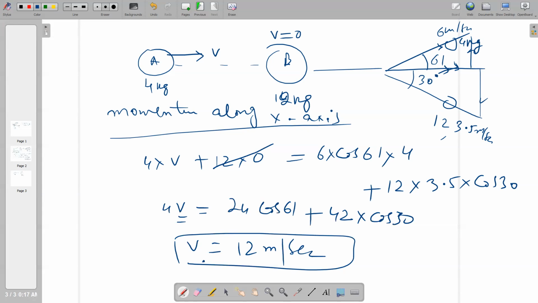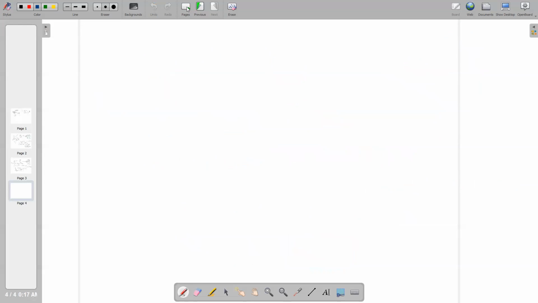This is the second part of this question. The third part is whether this collision is elastic or inelastic.